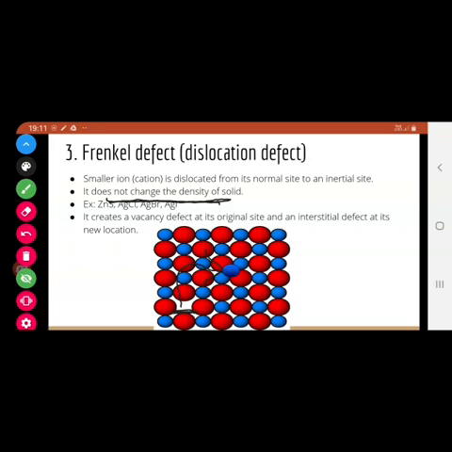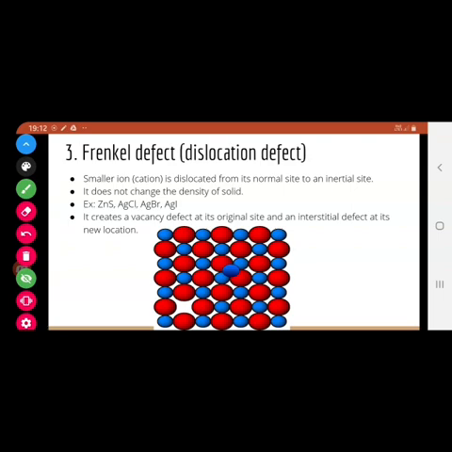Can you read this fourth point? It creates a vacancy defect at its original site. So in this place, it has created a vacancy defect, and an interstitial defect at its new location. This defect is also known as dislocation defect because the cation is dislocated from its normal site to an interstitial site. You can learn the examples: zinc sulfide, silver chloride, silver bromide, and silver iodide. These are some of the examples of Frenkel defect or dislocation defect.